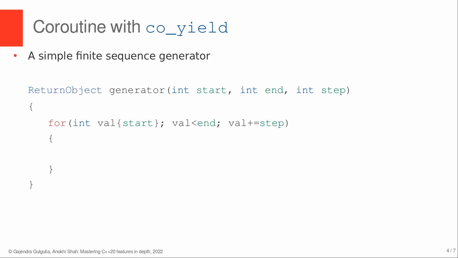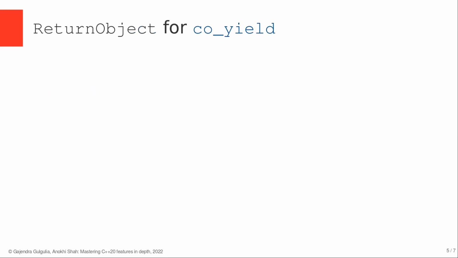To do this, we need a couple of steps. The first step is very straightforward. You simply need to type co_yield val. That's it. But the second step is a bit complicated. Let's look at it in the next slide. To make the co_yield keyword work correctly with the return object, the return object has to be modified slightly. Within the promise type, there has to be a method called yield_value.